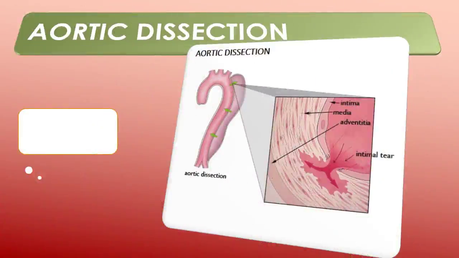Aortic dissection is thought to be caused by a sudden tear in the aortic intima, opening the way for blood to enter the aortic wall, as in the picture here. A common symptom is pain that is described as a tearing, a ripping, and a stabbing. It tends to move from its point of origin.